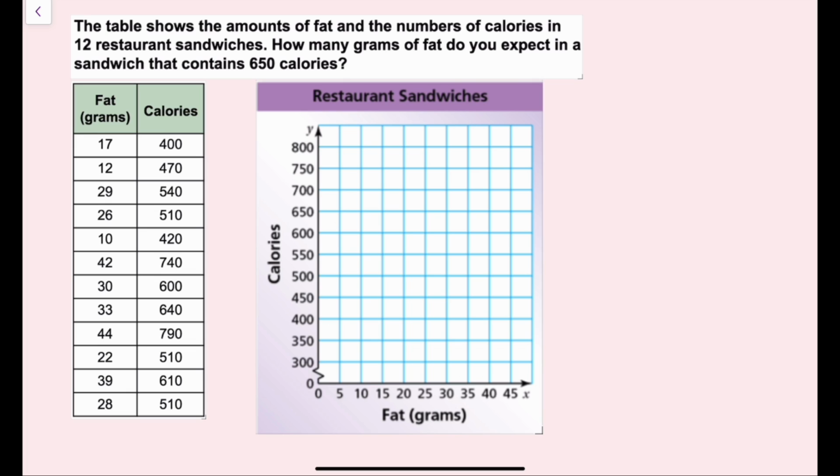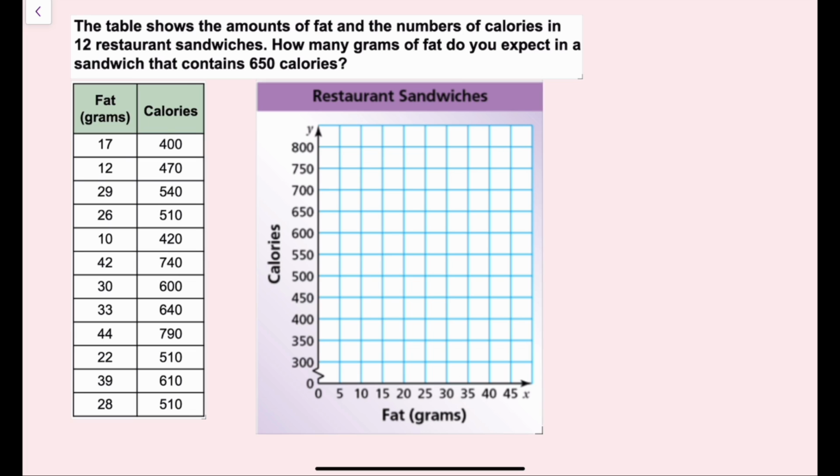For example 3, the table shows the amounts of fat and the number of calories in 12 restaurant sandwiches. How many grams of fat do you expect in a sandwich that contains 650 calories? So what we're going to do here is we're going to make a scatter plot of this data. So I'm going to plot these ordered pairs and then see the relationship so I can take a good guess on what the 650 calorie sandwich's fat content is going to be. So I'm going to plot my points.